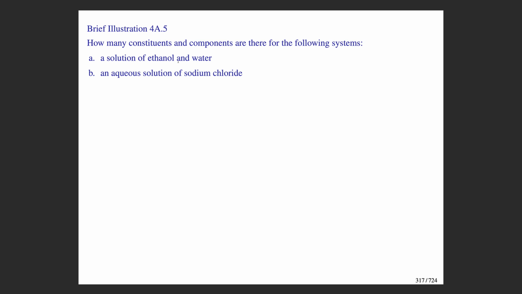So a solution of ethanol and water has 2 constituents and 2 components, an ethanol component and a water component. A salt solution has 3 constituents, water, the solvent, sodium ions, and chloride ions. However, there's only 2 components because sodium ions are not independent of chloride ions in this example. For example, you can't change the concentration of sodium ion without changing the concentration of chloride ion because they're related to one another through charge neutrality. Okay, so there's only 2 components, but there are 3 constituents.